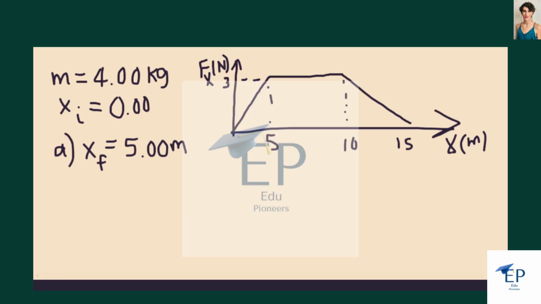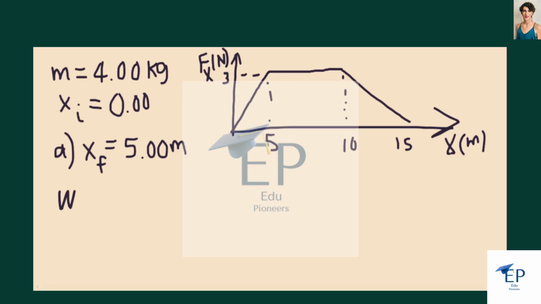Okay, I copied the figure and I wrote down the pertinent information. So I'm going to figure out the work that is done until x equals 5. The work would be the integral of the force dx, which would really just be the area under the triangle. Well, a triangle is going to be 1/2 times the base, which is 5 meters, times the height, which is 3 newtons.